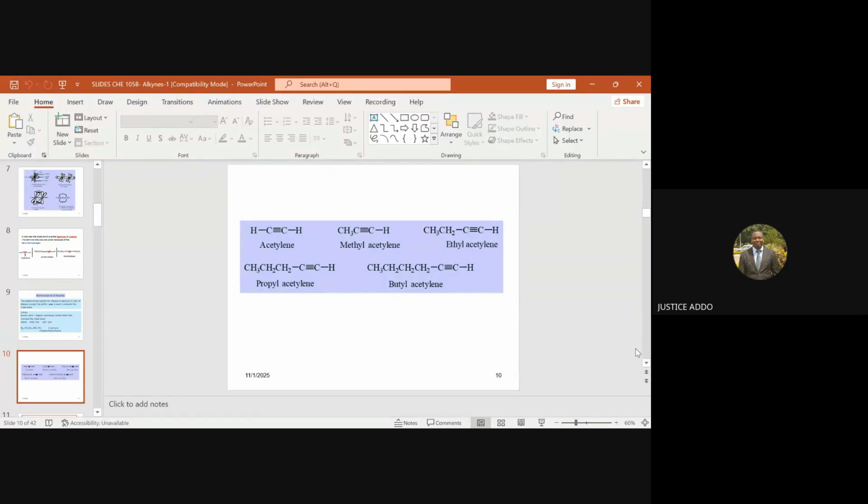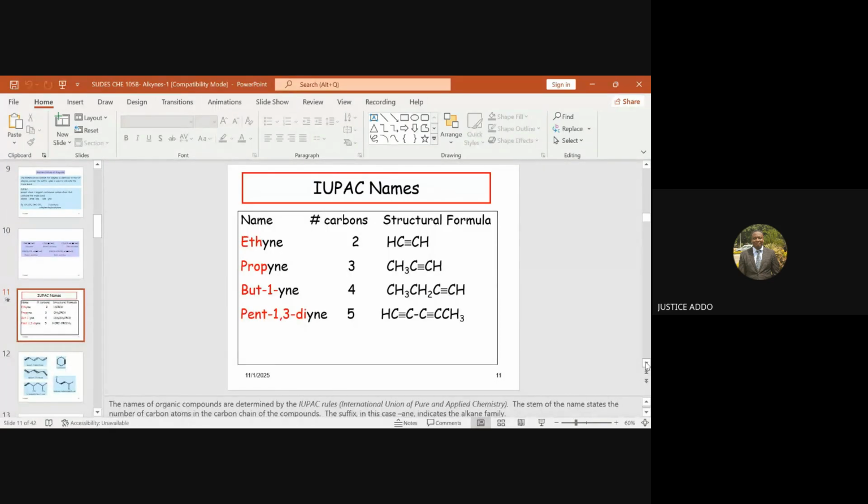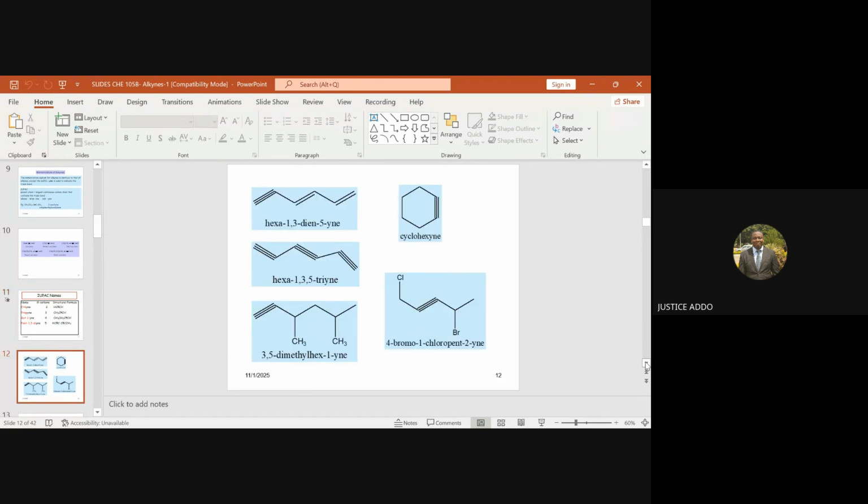Okay. Then when you know the number, that number should precede the parent name. So if it is position 2, then it becomes 2-pentyne or 2-octyne or 3-hexyne, meaning that 3 is telling you the position of the triple bond in the long chain of either 6, 7, or 8 carbon.